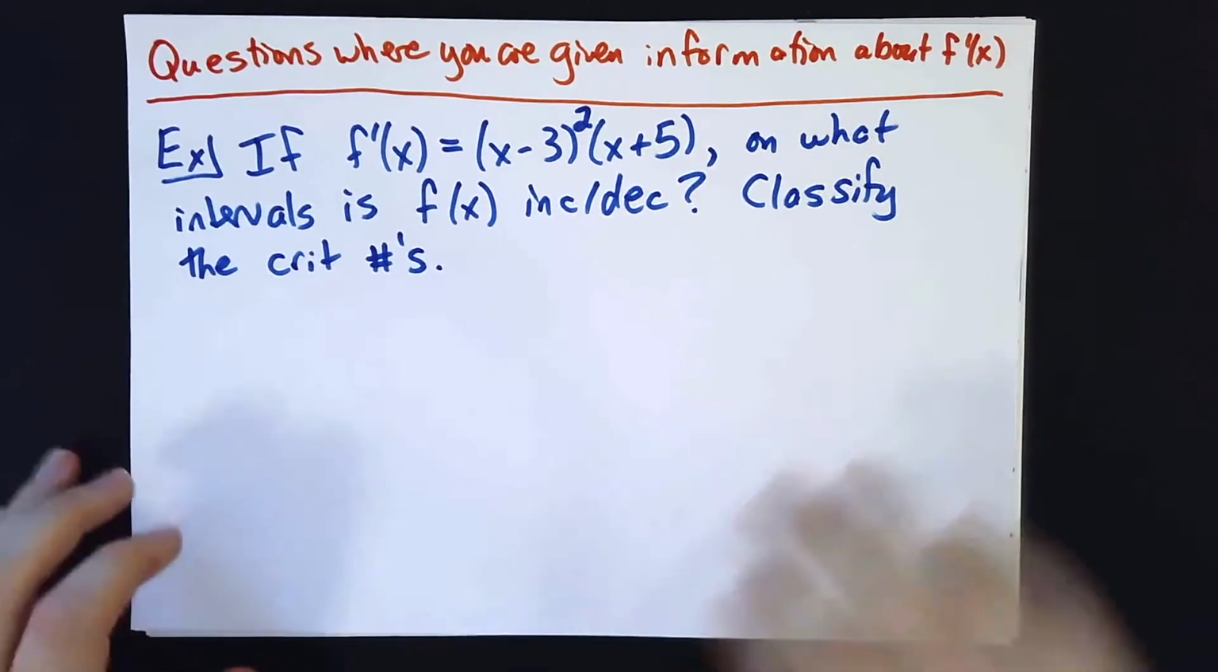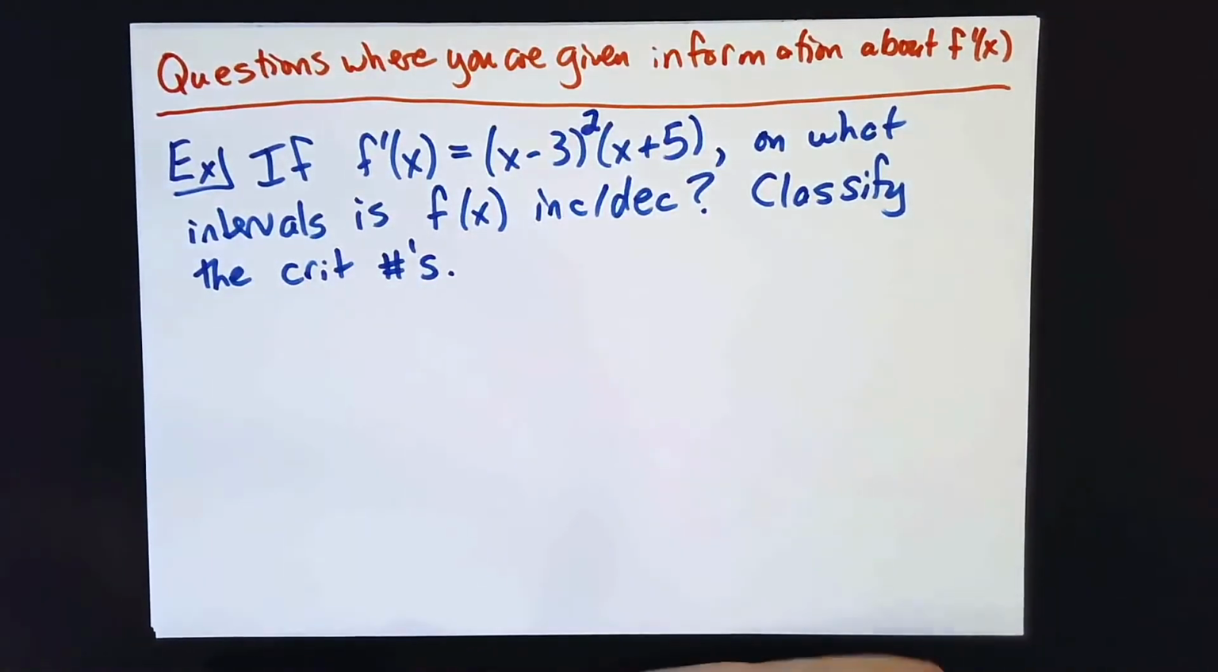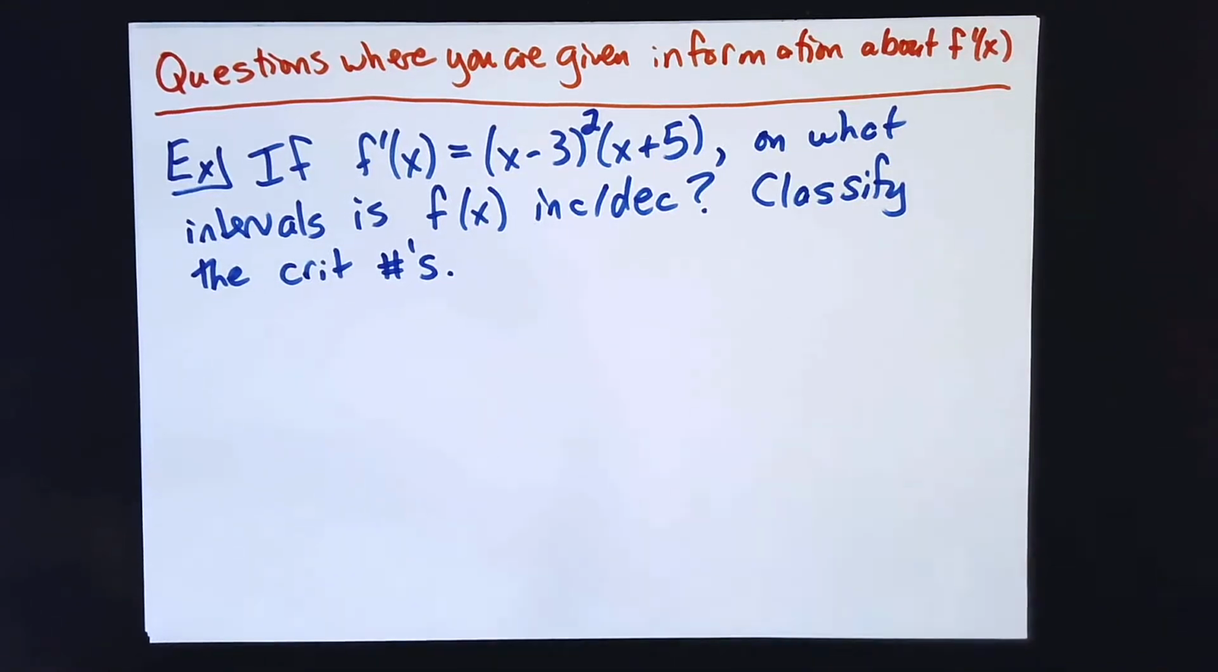So here's a typical question for this section. I've given you here the derivative of f. And my question, based on the derivative of f, is to tell me all the same things that we've been asking the whole time, which is tell me where f is increasing and decreasing, and classify the critical numbers of f. Notably, I did not tell you f. And we do not need to find f in order to actually answer this question.